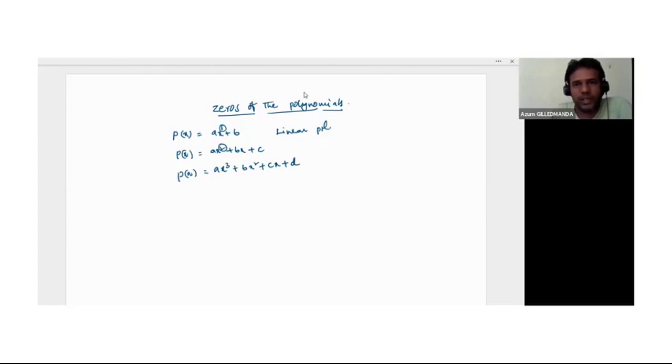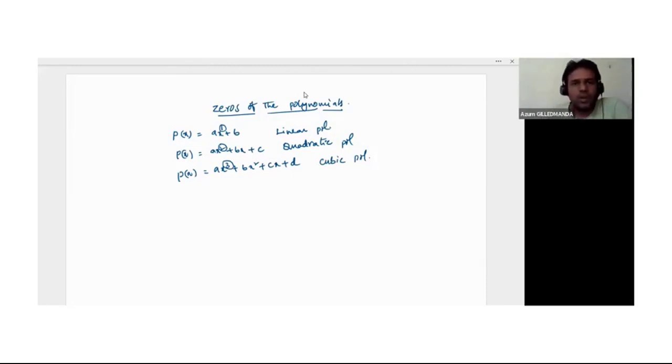So ax plus b is a linear polynomial, and ax square plus bx plus c, here the highest power is 2. So this we can call a quadratic polynomial. And similarly, here we have the highest power as 3 for x. So this is called a cubic polynomial. You would have learned in your earlier classes what is a quadratic polynomial, but here in this session we will learn about zeros of a quadratic polynomial too.